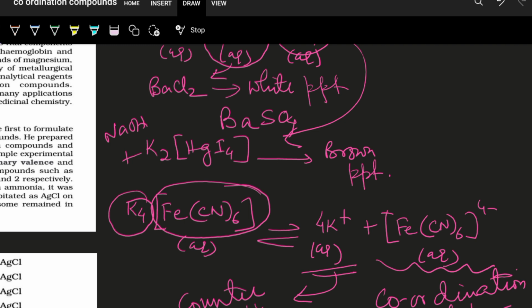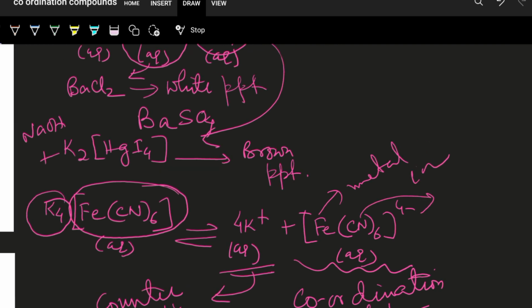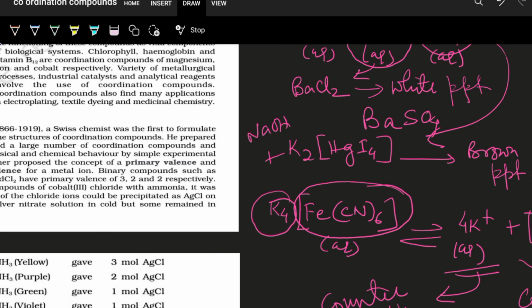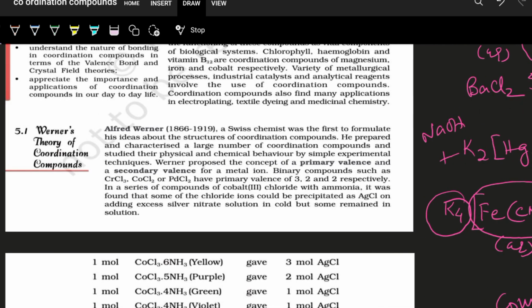In this coordination entity, you have a central metal atom or ion, and surrounding atoms or groups of atoms known as ligands. Ligands are atoms or groups of atoms which are coordinately bonded to the central metal atom or ion. So we will come to these parts again in the next module.